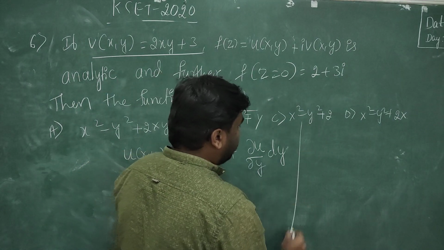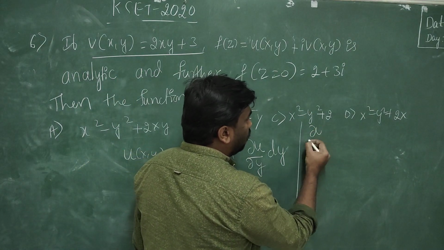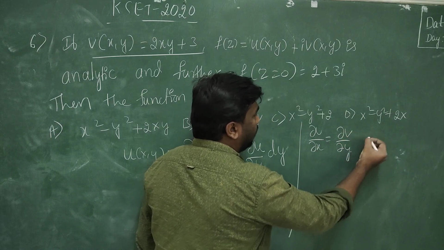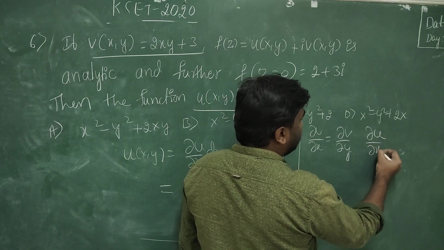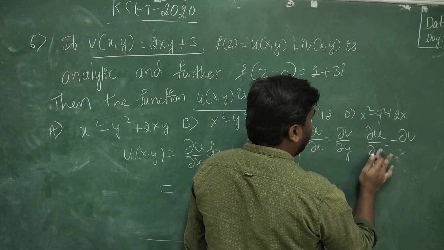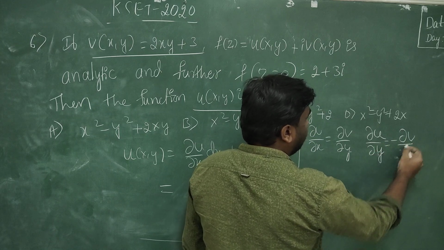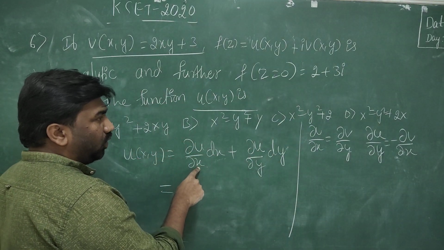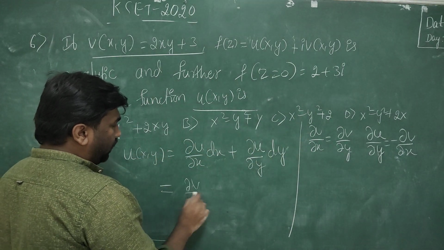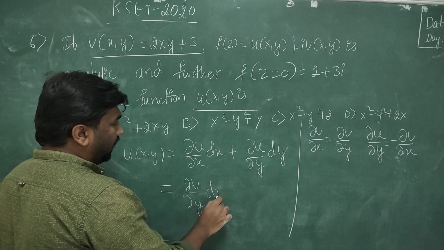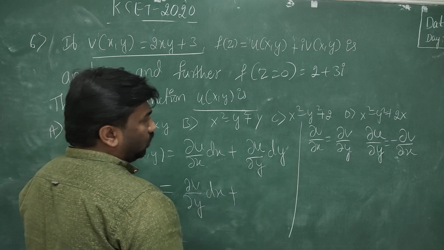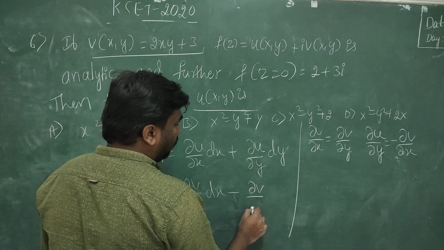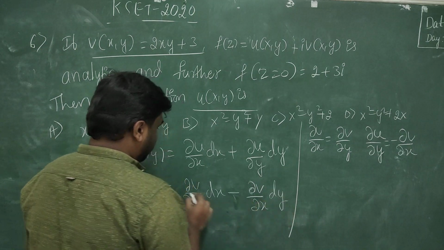How to convert? We know the relations: dou u by dou x is equal to dou v by dou y, and dou u by dou y is equal to minus of dou v by dou x. So du is dou v by dou y into dx plus minus of dou v by dou x into dy. Integrate.